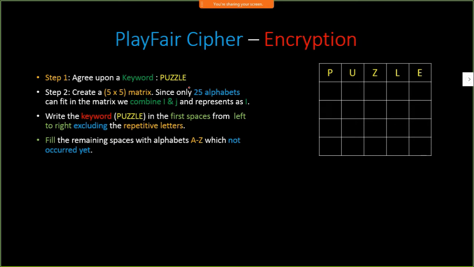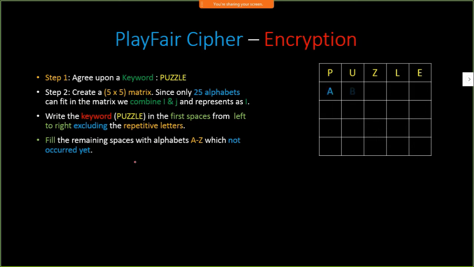First of all, the keyword will be written on the matrix, at the top. The keyword is written as PUZLE. So why do we write PUZLE, when the actual word is PUZZLE? If a letter is repeated, we exclude the repeated letters. That means if the double Z appears, we keep only a single Z. That is PUZLE. And fill the remaining space with the letters A to Z which do not already occur.